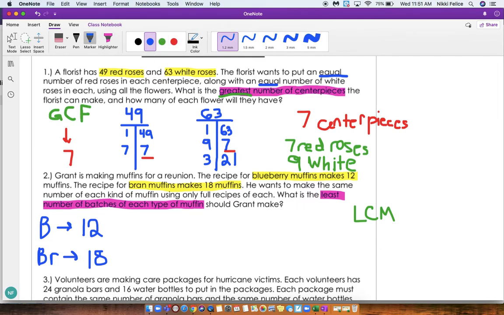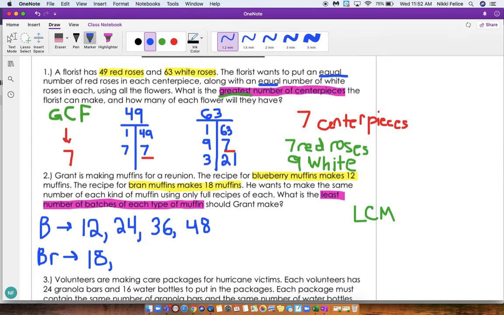If Grant makes 1 batch of blueberries, he'll have 12 muffins. If he makes 2 batches, he'll have 24 muffins. If he makes 3 batches, he'll have 36 muffins. If he makes 4 batches, he'll have 48 muffins. I'm going to pause here and start looking for multiples for bran muffins.